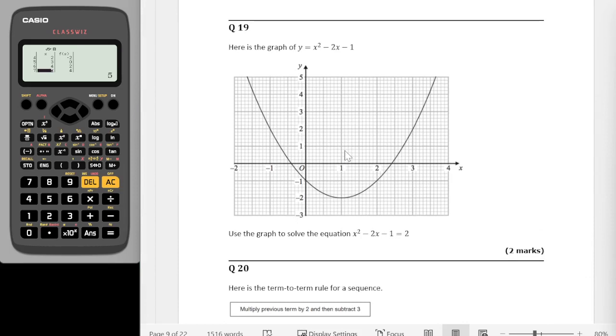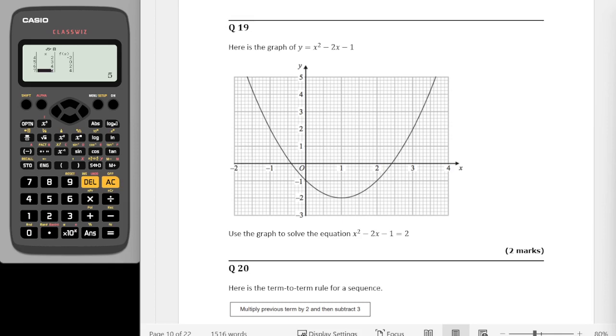Okay, question 19. Here is the graph of y is equal to x squared minus 2x minus 1. Use the graph to solve the equation x squared minus 2x minus 1 is equal to 2. So this is quite a difficult one on the foundation, but Third Space Learning quoted it as simple, no, let me sort it out. Quadratic graphs including estimating solutions. So this is an estimating solutions.